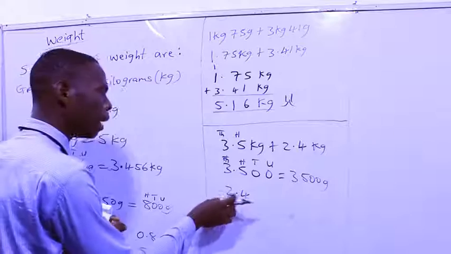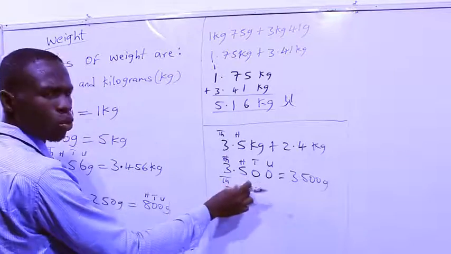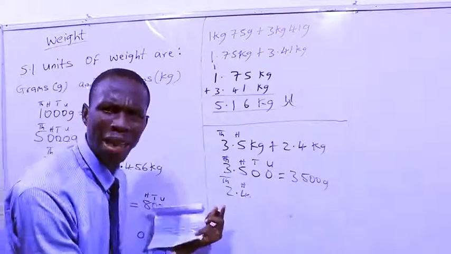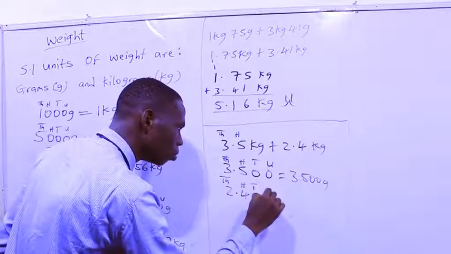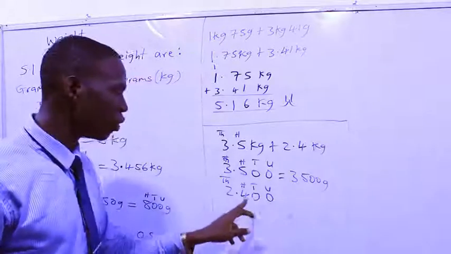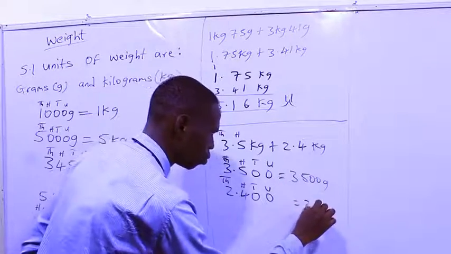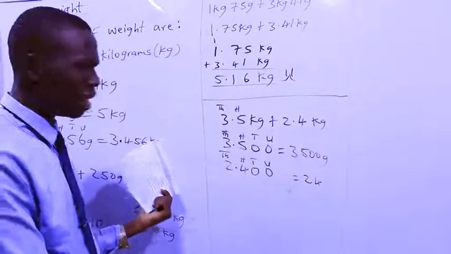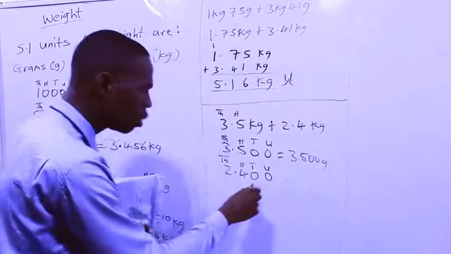Now convert 2.4 to gram. Remember, this is 1000. That means this one will be 100. There's no tenths and no units. What are we going to do? You use 0, 0, because if there's no tenths and no units, it won't be correct. You can't just write it like this. This is 24, it's not up to 1000. That means there's no kilogram. So you use this 0.